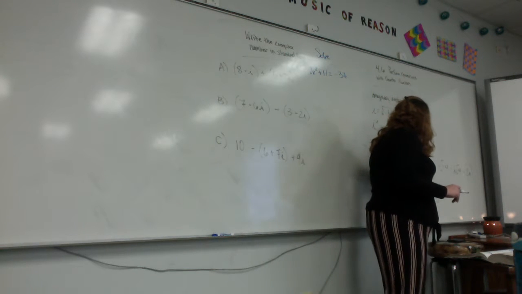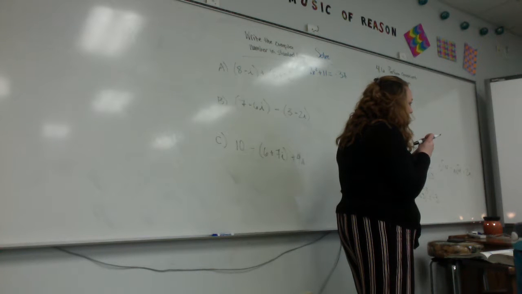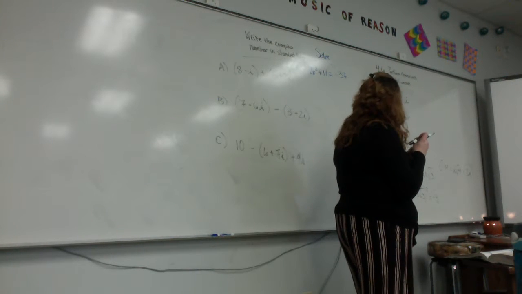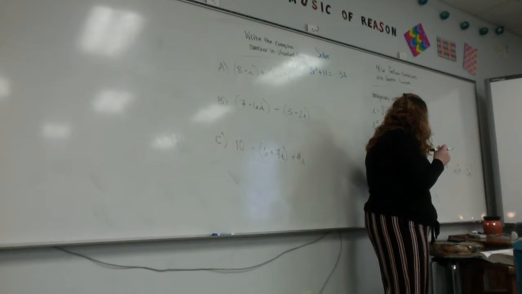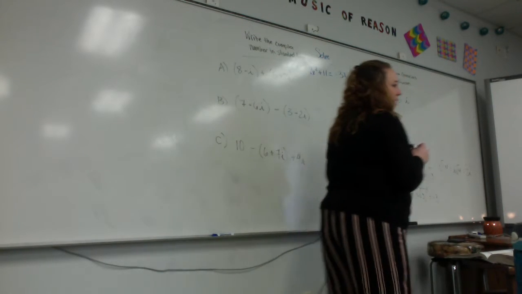Because I would get i squared. What does i squared equal? Negative 1. So I get i squared, and the radical and the square cancel, so I get negative 1 times 3, which gives me negative 3.